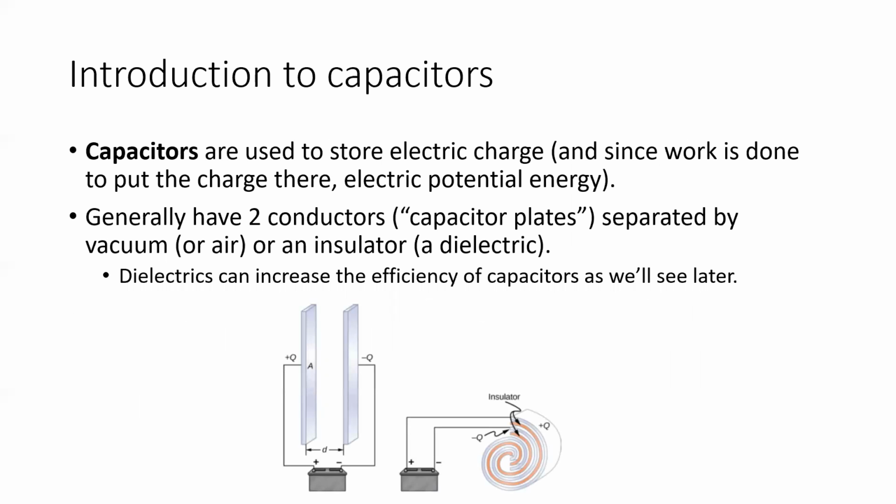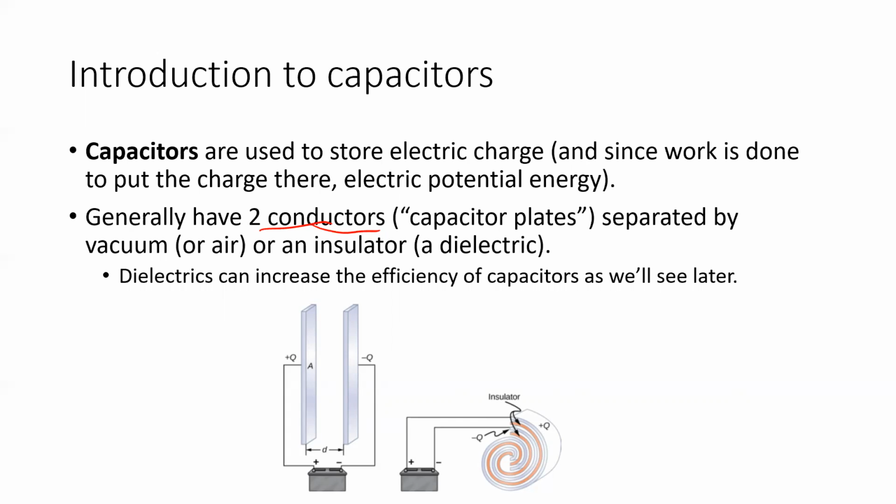So capacitors can be thought of as something that temporarily stores electric charge. Since work is done to put charge somewhere, if I'm going to put a whole bunch of positive charges in the same vicinity of each other, they're going to repel each other. I have to do work. And so in addition to storing charge, I can think of capacitors as storing energy because of the energy required to put charge on them to begin with. Generally, they'll consist of two different conductors because I want to be able to put charge onto them easily and then take the charge off of them easily.